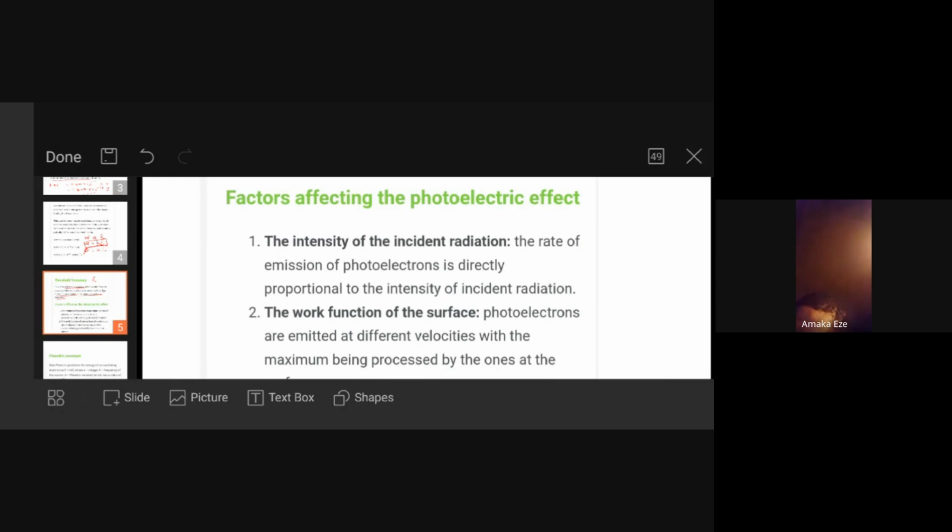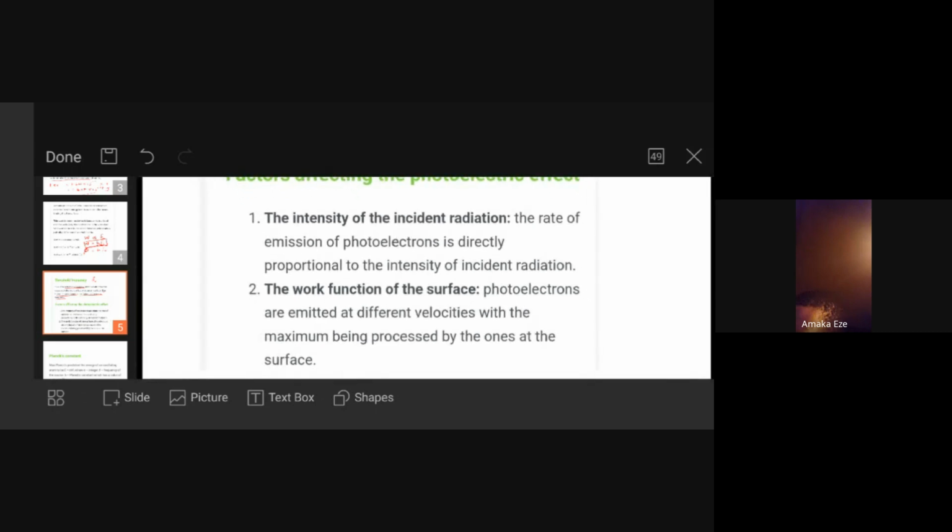So we say the rate of emission of photoelectrons is directly proportional to the intensity of the incident radiation. So the energy with which the light is coming also affects the amount of electrons that will be ejected from that metal surface. All right. So you can do well to read up and go back to the videos, understand, master the fact that the photoelectric effect depends on the intensity of the incident radiation, and also it depends on the work function of the metal surface.